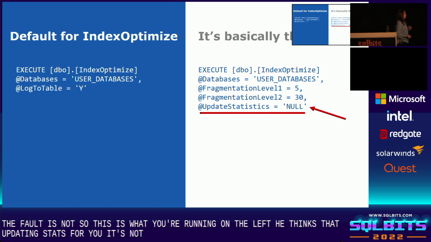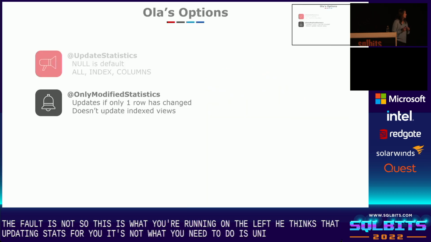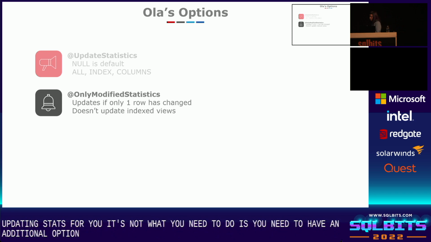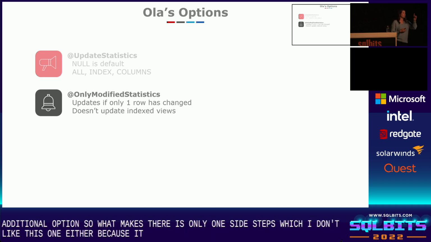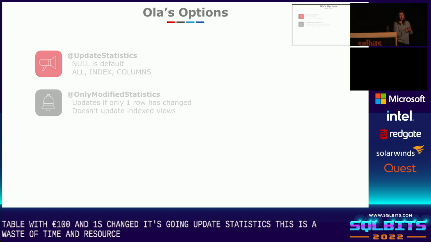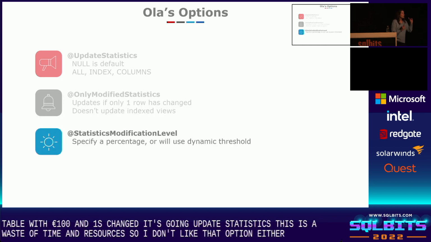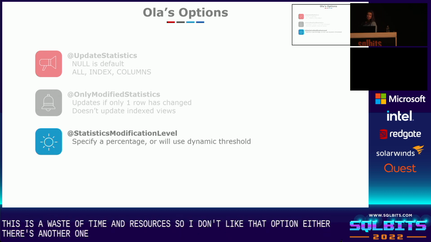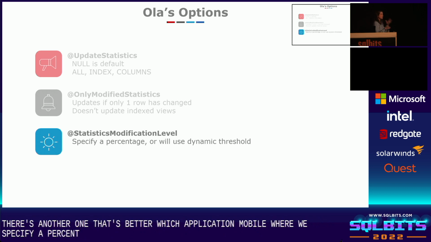What you need to do is you need to have an additional option. So one that's there is OnlyModifiedStatistics, which I don't like this one either, because it updates only if one row has changed. So if I have a table with 100 million rows and one has changed, it's going to update statistics. This is a waste of time and resources. So I don't like that option either. There's another one that's better, which is StatisticsModificationLevel, where we specify a percentage of data to change, or it will use a dynamic threshold.